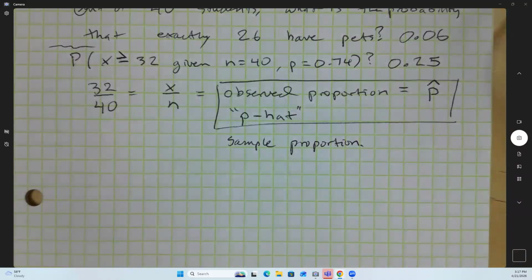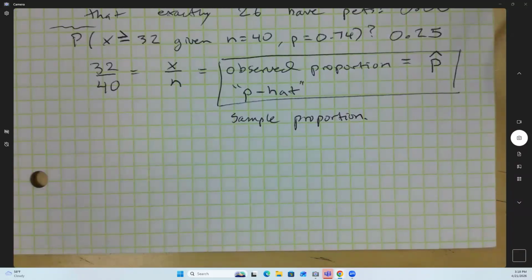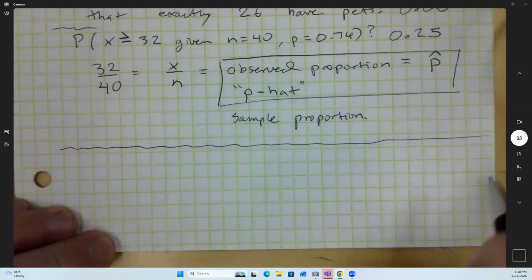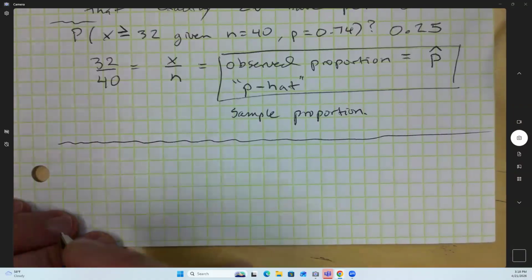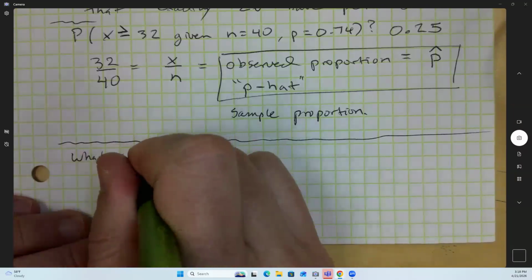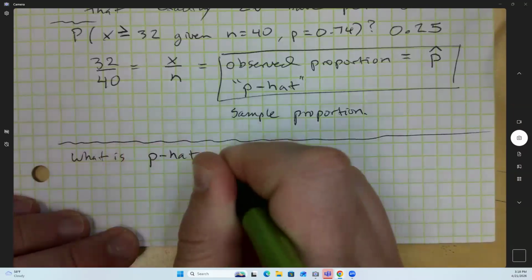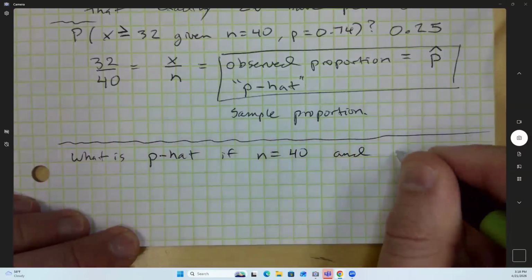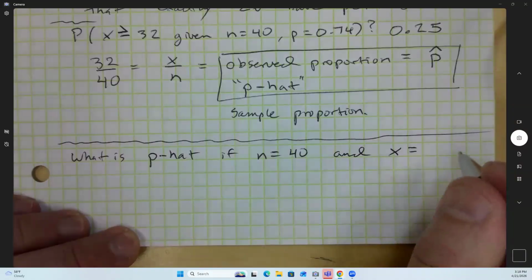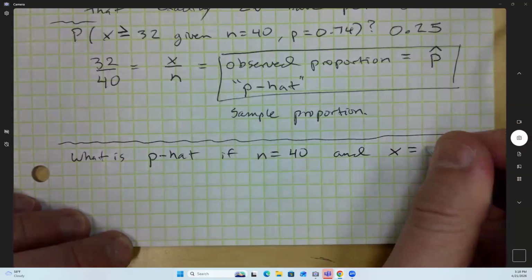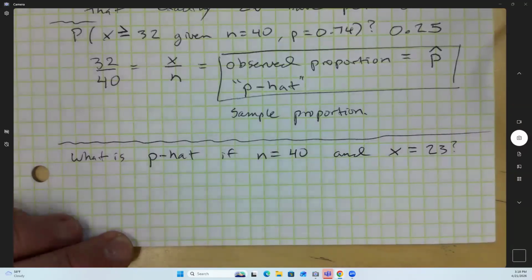All right, so what is P hat if n equals 40 and x equals, where'd my app go? 23.